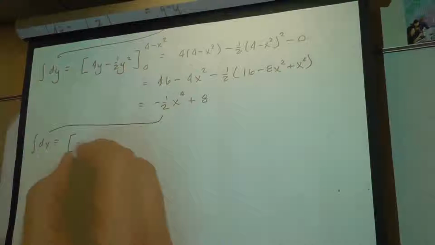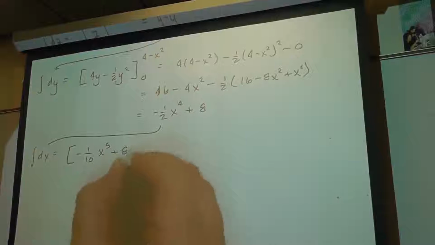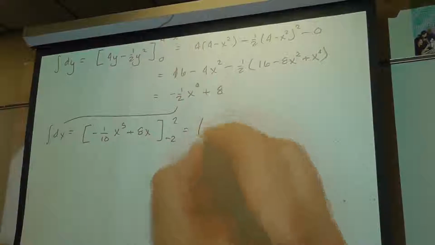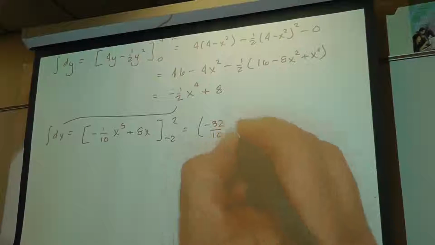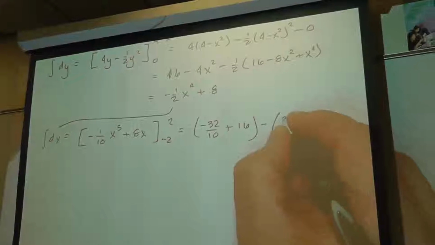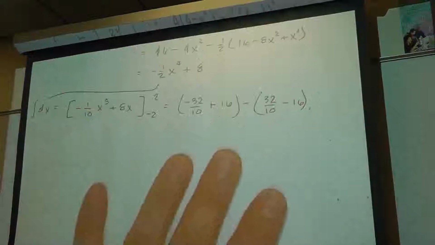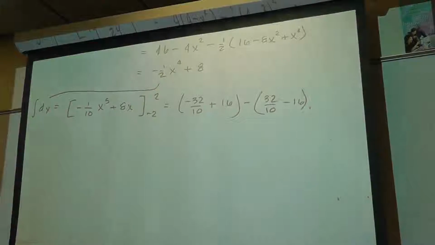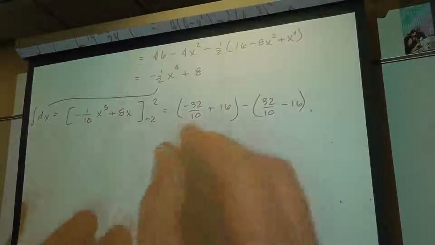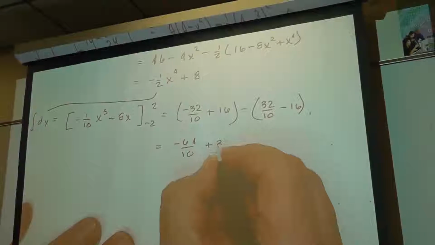Just do your x antiderivative, negative 1/10 x to the 5th plus 8x, negative 2 to 2. When you plug in your 2, negative 32/10 plus 16 minus, and actually you get positive 32/10 minus 16. So watch out, it's tempting to say some stuff goes to 0 here. That's the whole reason why that trick is kind of cool, to double your limits from 0 to 2. But actually you get negative 64/10 plus 32.